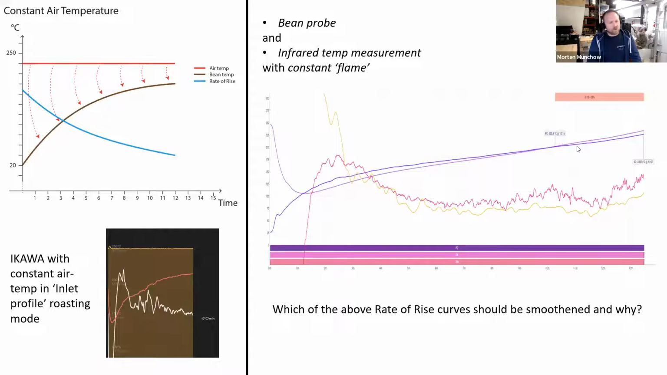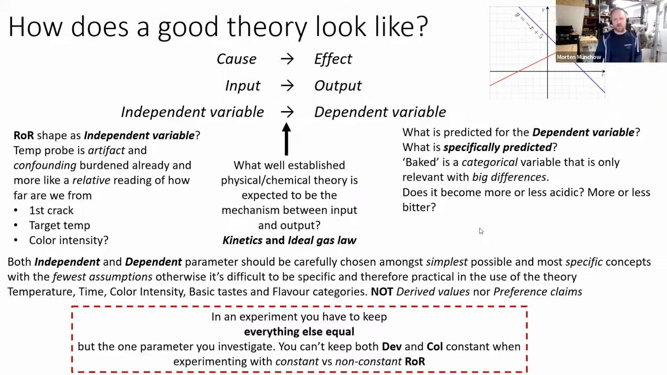You can see the infrared is not really affected too much. It's more the space in between the beans that is measured by the bean probe. So there are so many artifacts around reading the bean probe that make it an unreliable input parameter. Yeah. So again, both independent and dependent parameters should be chosen carefully amongst the simplest possible and most specific concept with the fewest assumptions. Otherwise, it's difficult to be specific and therefore practical in the use of the theory.